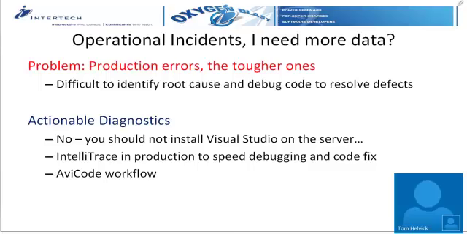You can upload your PDB files to AviCode, and it will help you link into that version of source code. But what about those tougher bugs? What about those things that happen in production that are just hard to try and figure out where things are at? I've said it and I've heard it, though I've never actually done it, that installing Visual Studio on the server itself would not be a great idea. Your application behaves differently. It's just not a good idea.